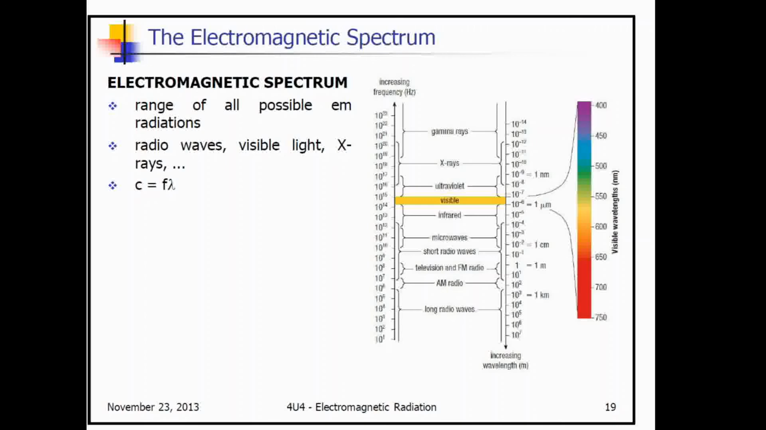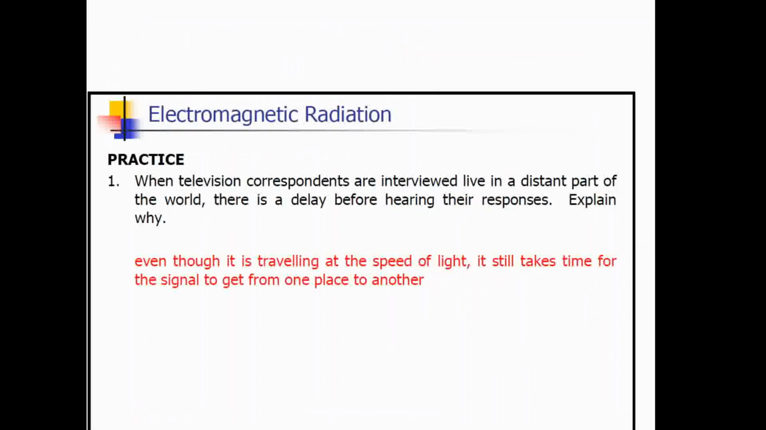So another thing to note is, as the wavelength increases, the frequency decreases. And as the frequency increases, the wavelength decreases. So our gamma waves are the very high frequency waves, very small wavelength, and the radio waves have a very long wavelength, but a very low frequency.